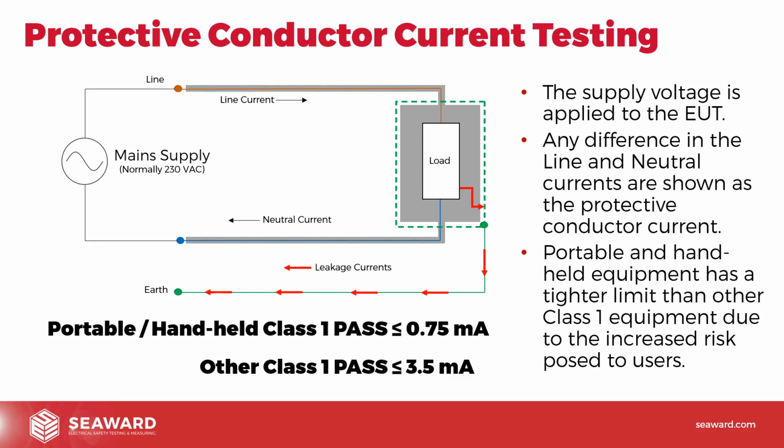So you do just need to be careful to make sure what limit your PAT tester is applying, is it applying it to the right equipment? Because portable and handheld equipment should be tested at 0.75, but everything else is less than or equal to 3.5. So we've got quite a bit of extra current there that we're allowed to use on that type of equipment. So that's protective conductor current testing.